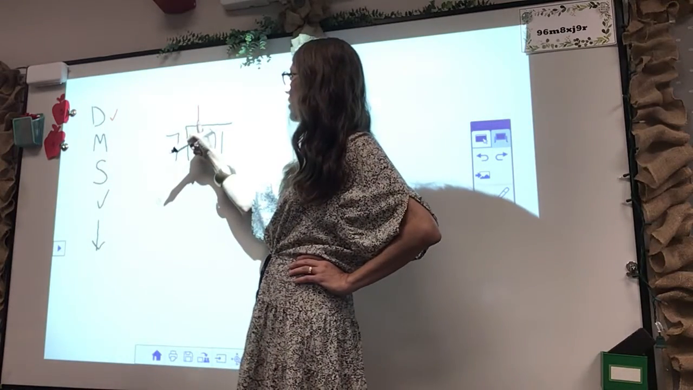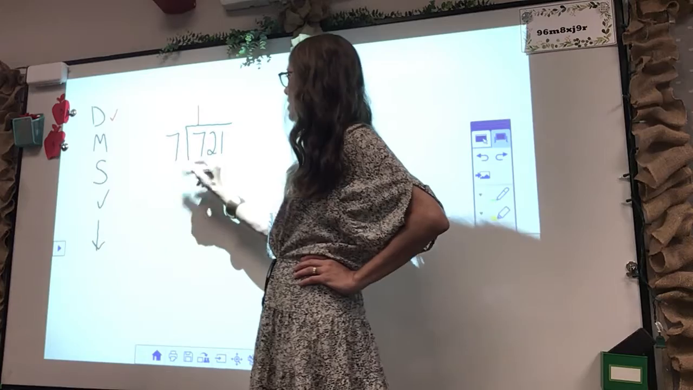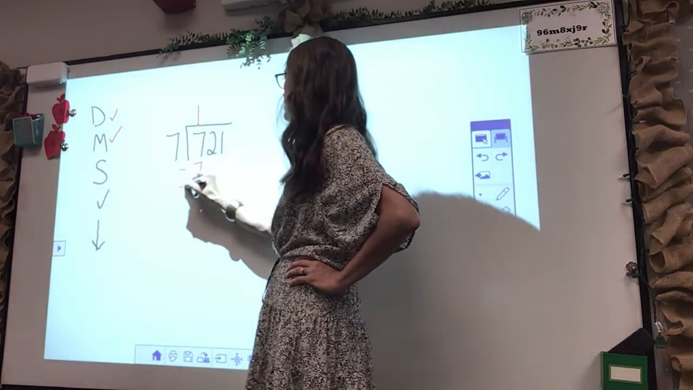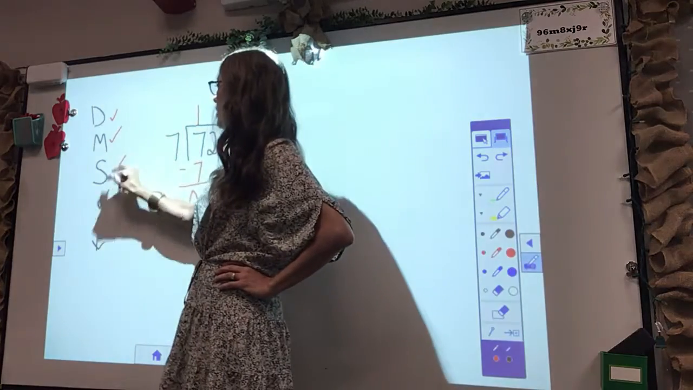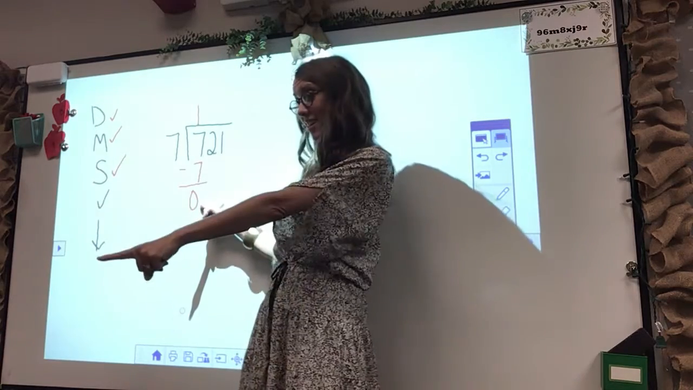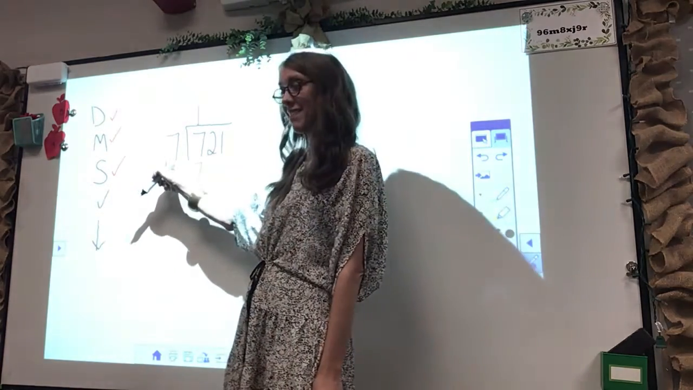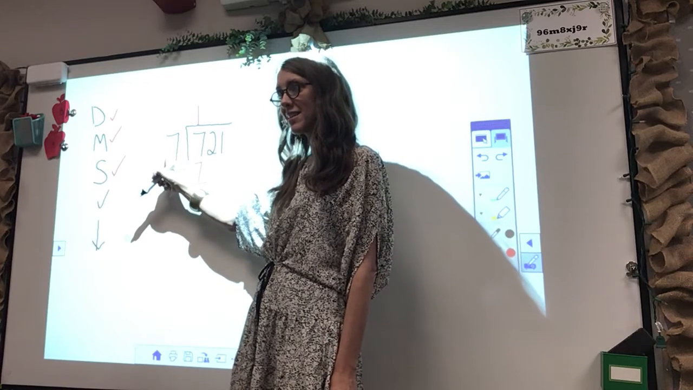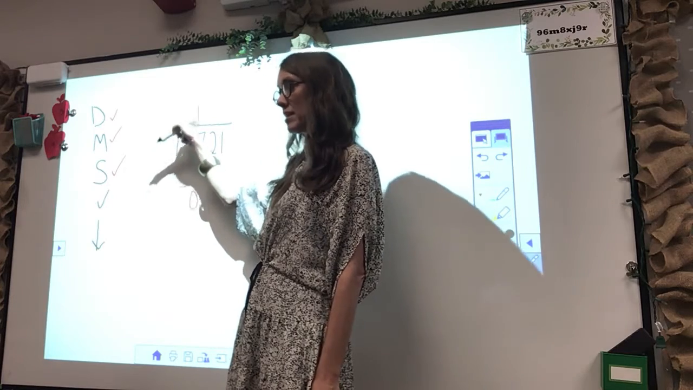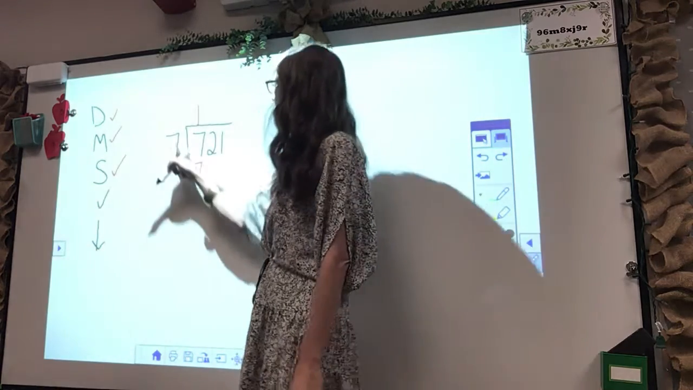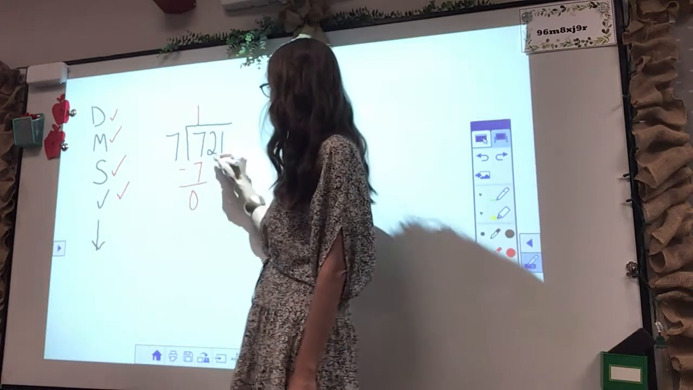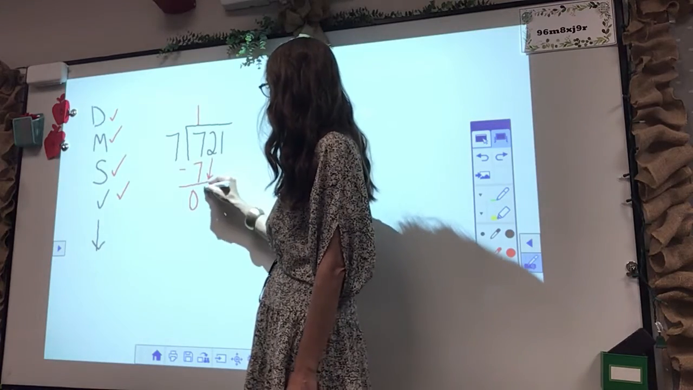We divided. Now what do we do? Multiply. Our answer times our divisor is 7. Now we subtract. Now we check it. What are we checking? We're checking to see if our remainder is smaller than our divisor. Is it? Yes. What if it were not? Then we would have to do it over. We need to up our answer one more, right? But right now this is 0. Okay, so we checked it. Now we bring down the next digit, which is a 2.